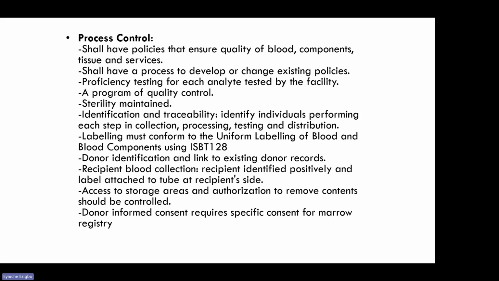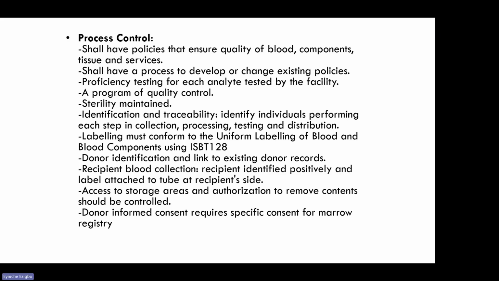So for process control in the blood bank services, the blood bank shall have policies that ensure quality of blood, components, tissues, and services. A breakdown of this policy is contained in that document. They shall have a process to develop or change existing policies. The steps involved in doing this are captured in the full document, so it's something that you have to download. Proficiency testing for each analyte tested by the facility. The process of carrying out this proficiency testing is also documented. A program of quality control.